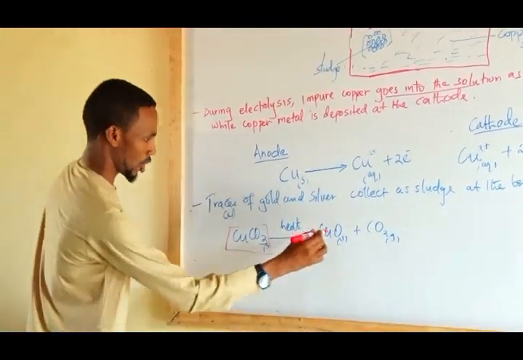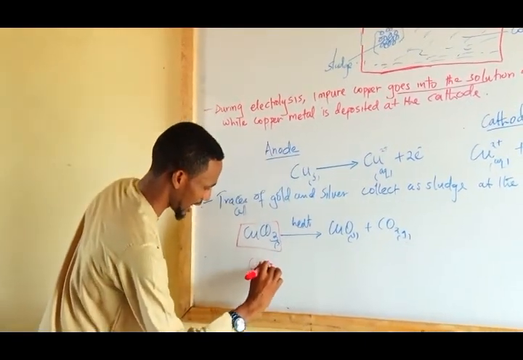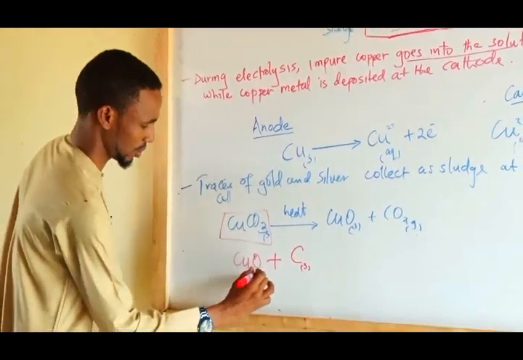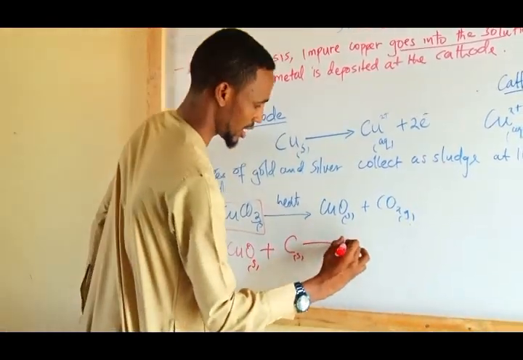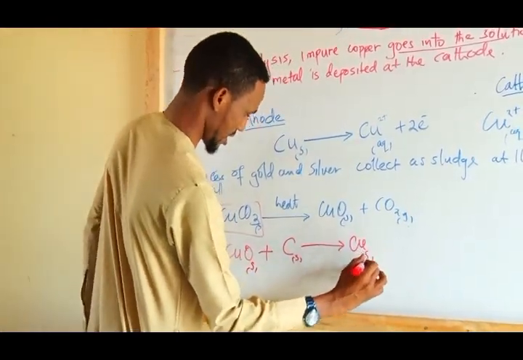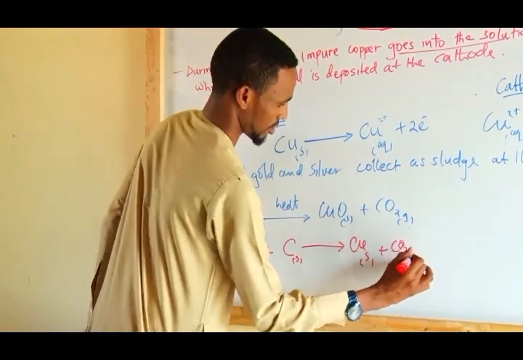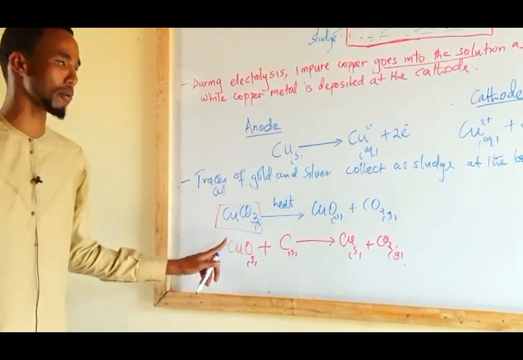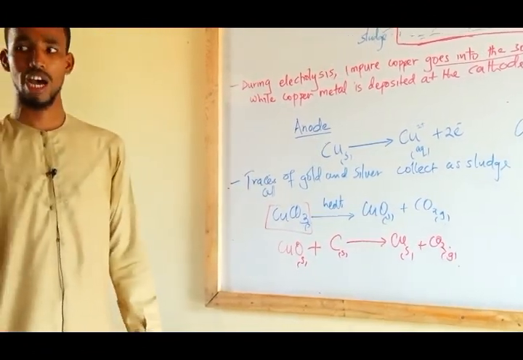Now, the copper 2 oxide that has already been obtained here is reacted with a reducing agent. So this one is very simple. You get copper and then carbon 4 oxide gas. So it's only a two-step process when we are using a copper carbonate.